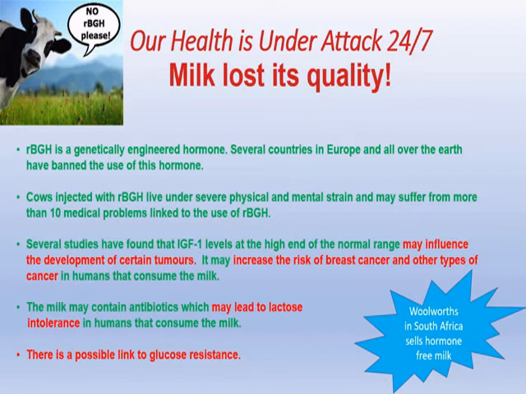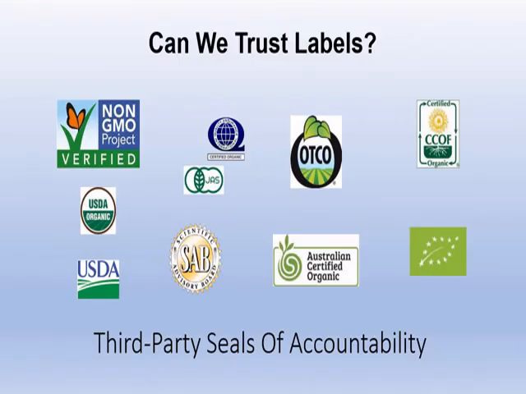In South Africa, in a shop like Woolworths, you can buy hormone-free milk. There are other shops too. Can we trust labels? Here are some seals of accountability or third-party seals that, if you see them on a product, give you some security, some comfort that the product has been tested and therefore it should be fine.